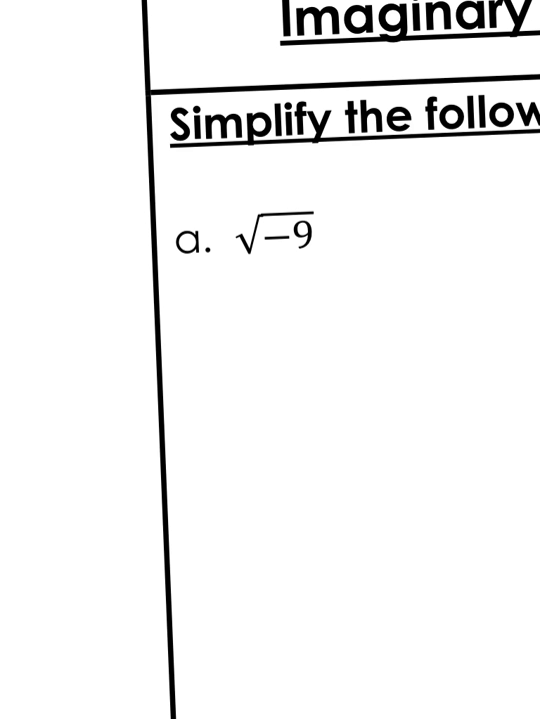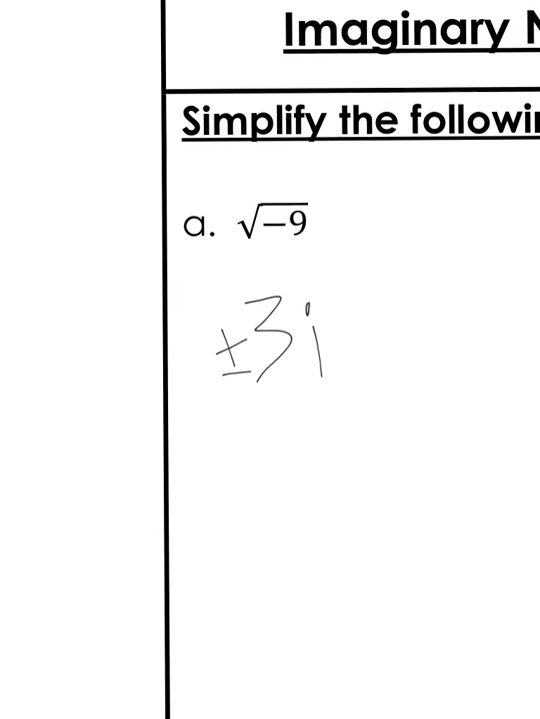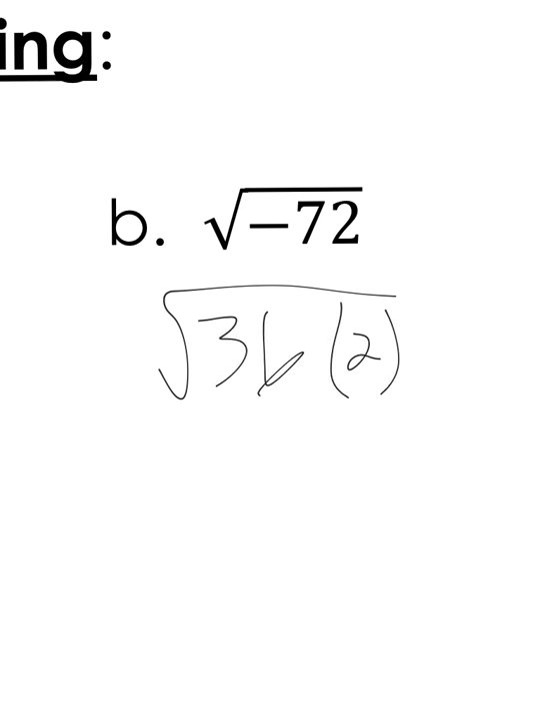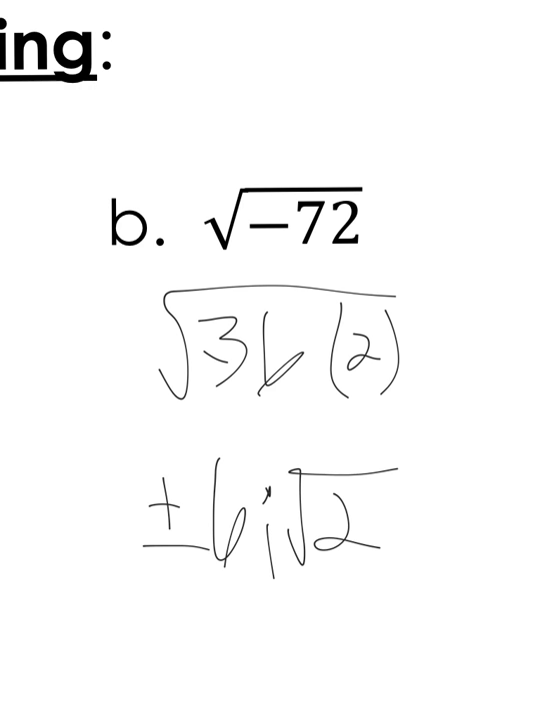Square root of negative 9 would be 3, and since it's negative, you just say 3i. And don't forget to say plus or minus. That's it. Square root of negative 72. Well, 72 doesn't have a perfect square root, but it's 36 times 2, and you could make one of those negative. So the square root of negative 36 is 6i, and the square root of 2 would just stay behind. And then throw that plus or minus there.